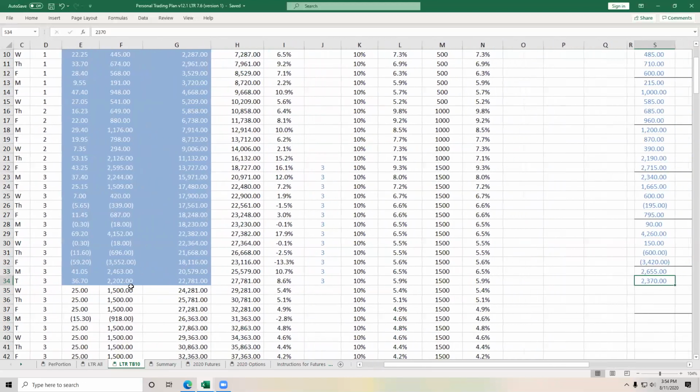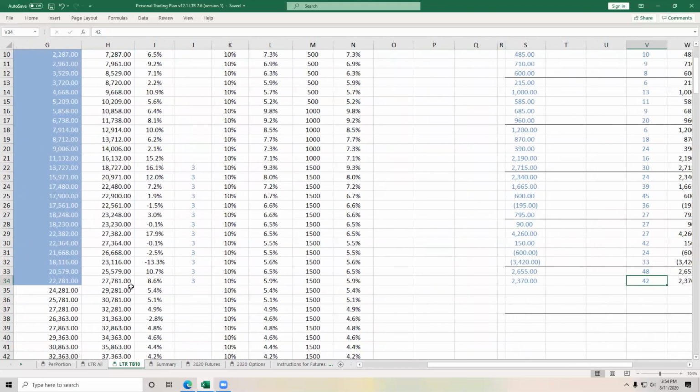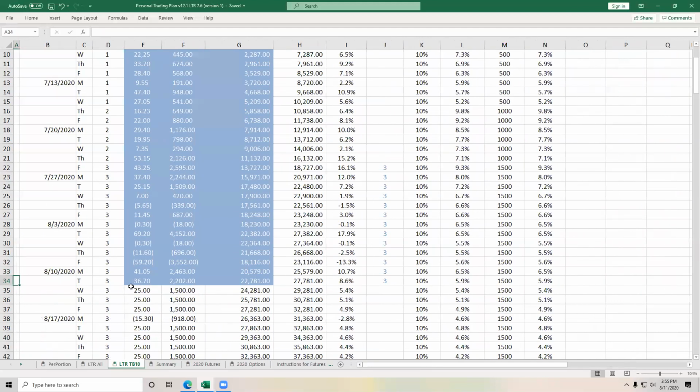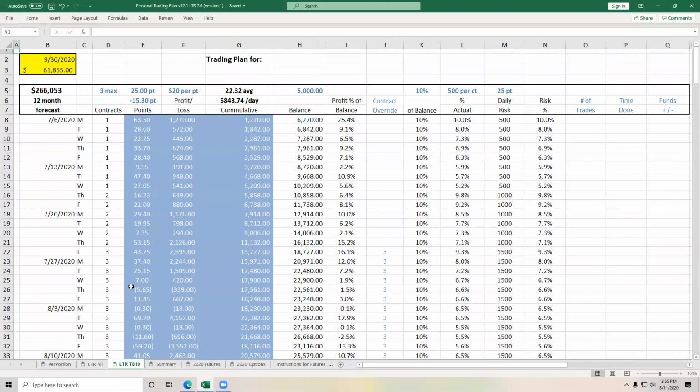Today, we did 39.5 points, right, at $20 a point times 3 contracts, because our trading plan has scaled us up to 3 contracts, and 42 contracts because we did 14 trades at 3 contracts per trade. All right, so that's our data entry. It takes you literally a minute, if that, to enter your data at the end of each day. And now the important part comes in, where you're doing your planning.